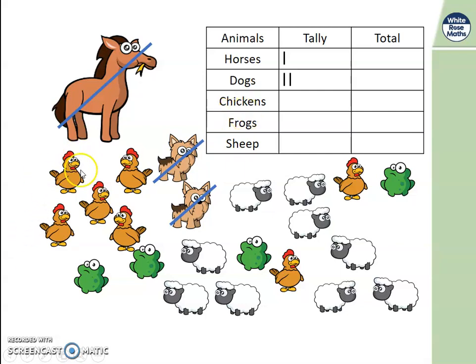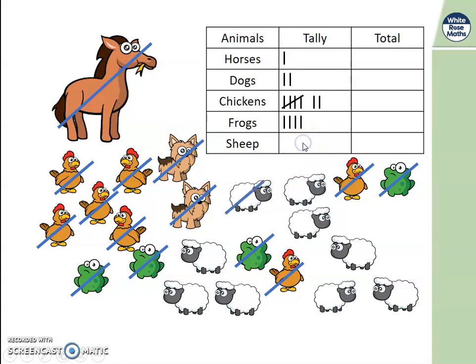The chickens, we've got 1, 2, 3, 4, 5. And what do we do when we've got 5? Well done, we cross through it. We've got some frogs. 1, 2, 3, 4. Fantastic. We're back to chickens. There's another chicken there that we found. So we've got 7 chickens.